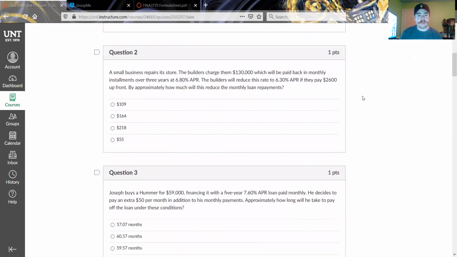Okay, that was fun. Number 2, a small business repairs its store. The builders charge them $130,000, which will be paid back in monthly installments over 3 years at a 6.8 APR. The builders will reduce this rate to 6.3% APR if they pay $2,600 up front. By approximately how much will this reduce the monthly loan payments?